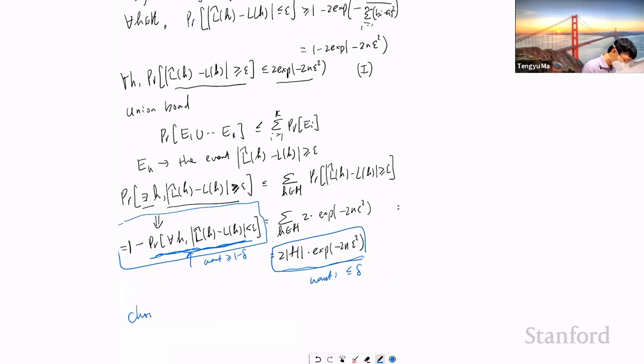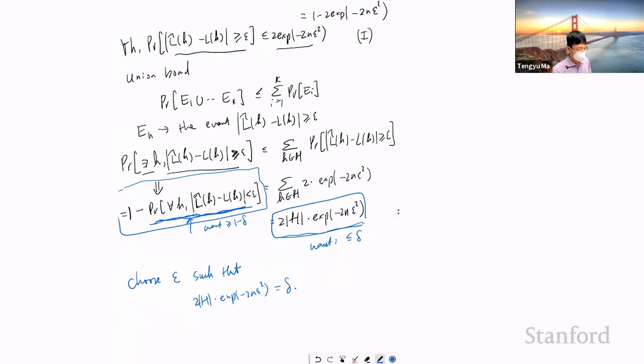So choose epsilon such that 2|H| times exponential minus 2n epsilon squared is equal to delta. You solve the equation, which is not too hard, and you get epsilon equals, exactly what I had before, the square root of (ln |H| plus ln 2 over delta) over 2n.